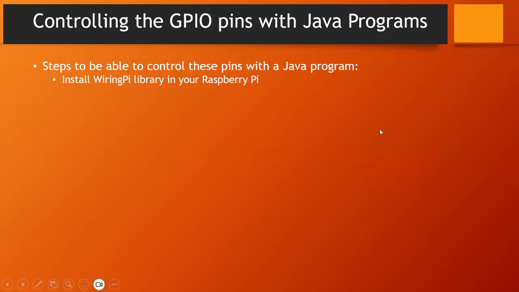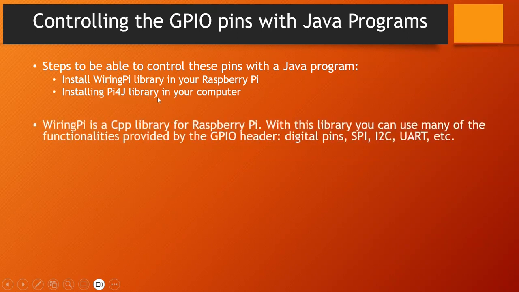So again, for you to do a Java program that accesses the GPIO, you need to do 2 things. One of them is to install the WiringPi library in your Raspberry Pi, and the other is to install the Pi4J library in your computer. So that's what we are going to do.